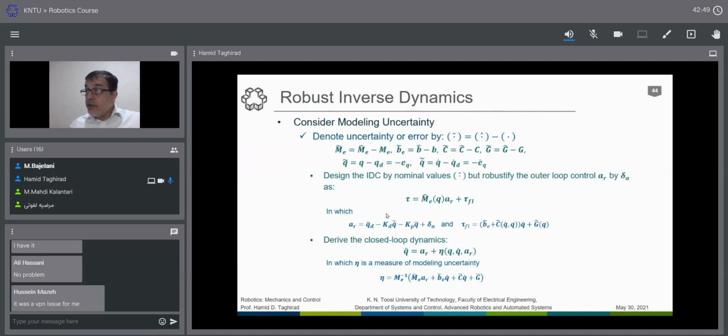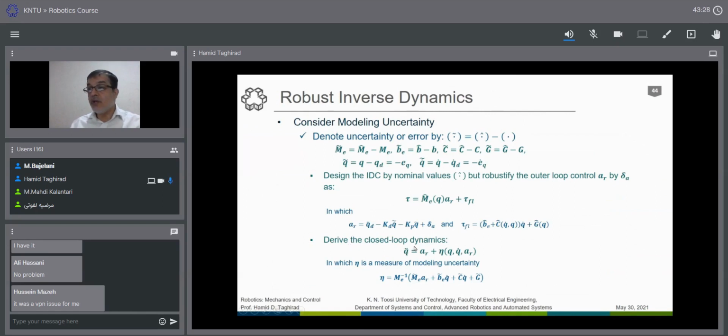And if you use this term, this delta comes into the picture. Now, if you have to derive the closed loop dynamic, we never consider that M is equal to M hat. We have the M error, M tilde, B tilde, and we should account for that. Find delta A such that for the worst case uncertainty, for the worst possible case that we have, we still have the stability and we still have the performance that we require in the system.